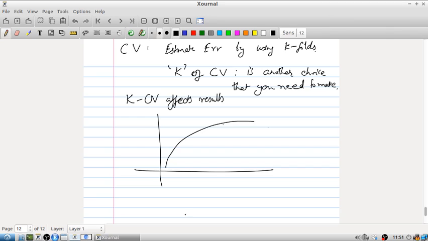The curve looks like this. This is 1 minus ERR, and on the x-axis is n, the number of training observations. The y-axis is 1 minus ERR, which means that if you're here, then your ERR is very small. If you have tons of training data, then hopefully you have built a model which has low error. That's what this curve is showing.